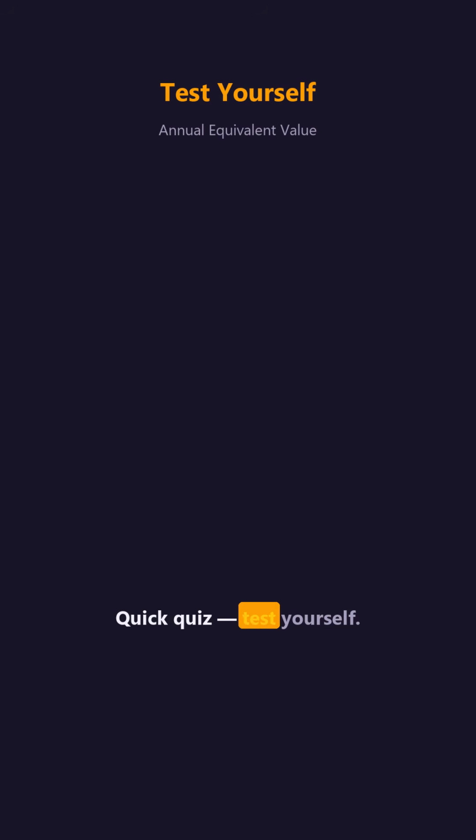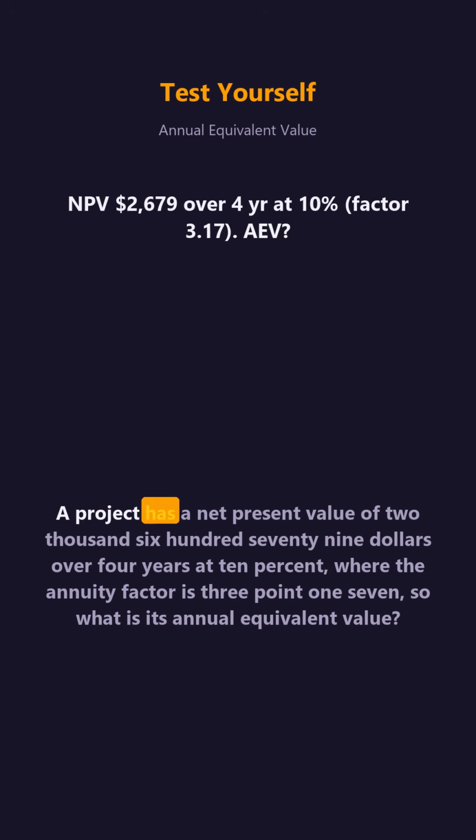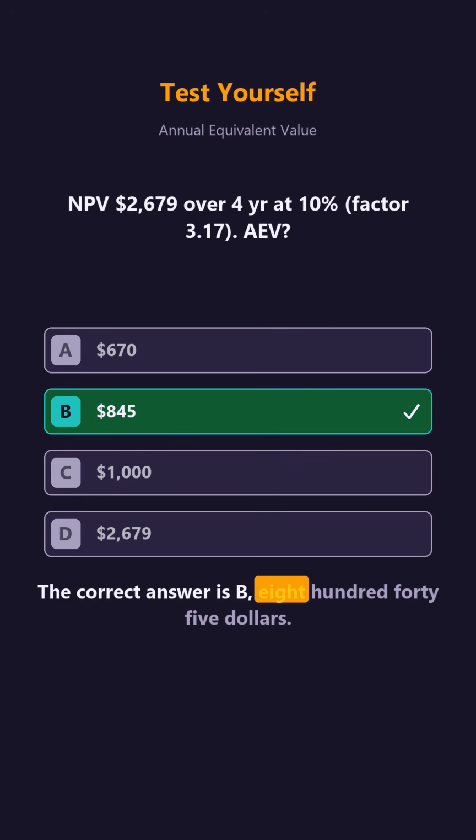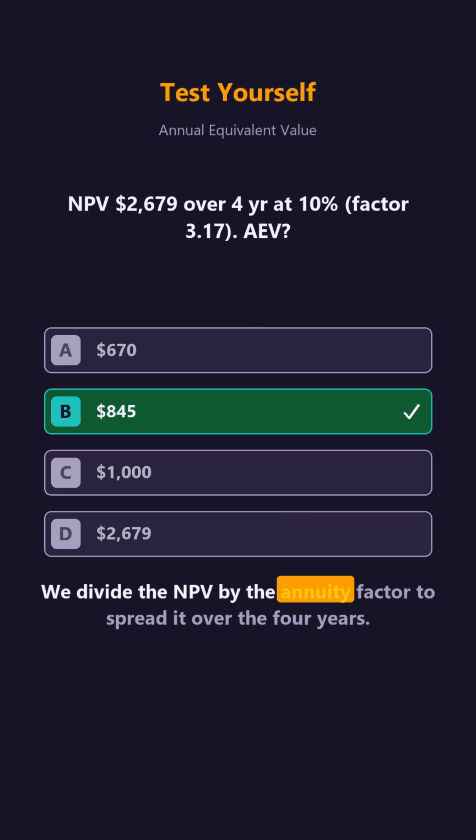Quick quiz, test yourself. A project has a net present value of $2,679 over 4 years at 10%, where the annuity factor is 3.17, so what is its annual equivalent value? Here are your 4 options. Pause the video and solve it now. The correct answer is B, $845. We divide the NPV by the annuity factor to spread it over the 4 years.